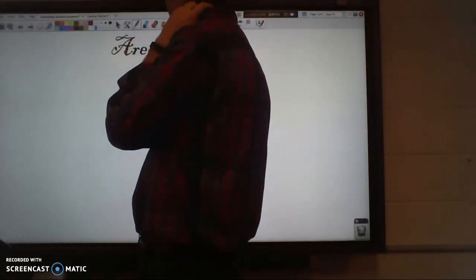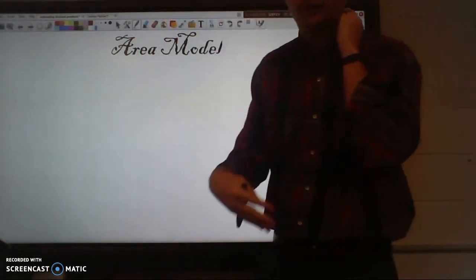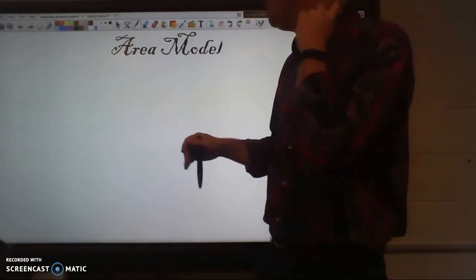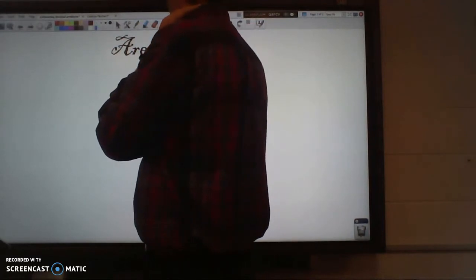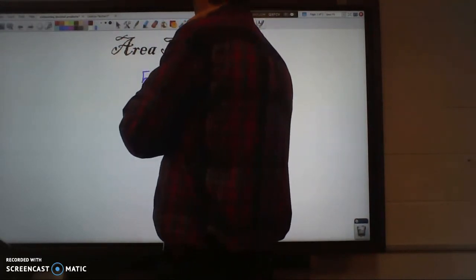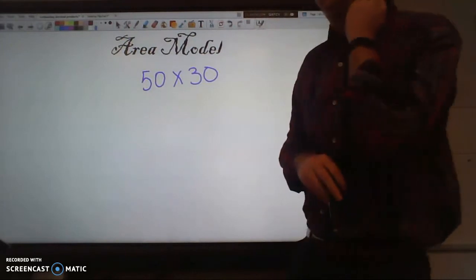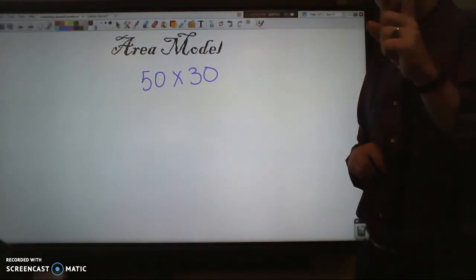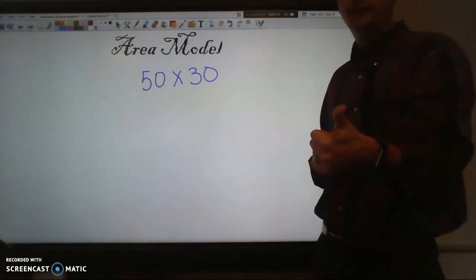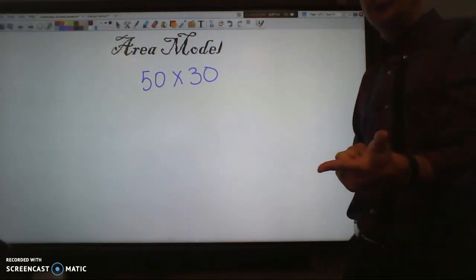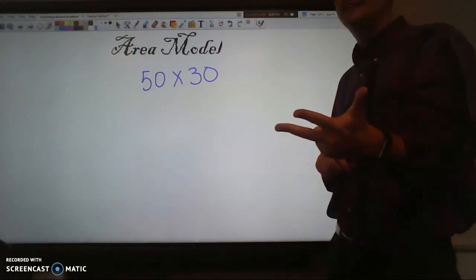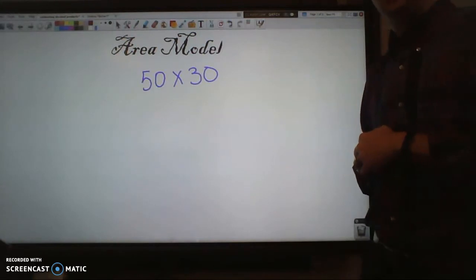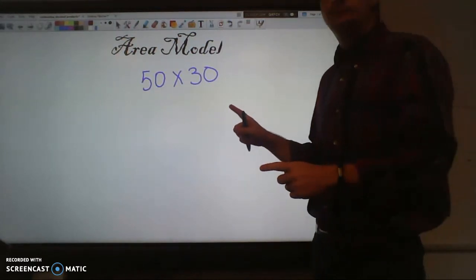All right, so here is your next problem that I would like for you to do on your own. So I would like you to find the product, and product means the answer to a multiplication problem. So I'd like you to find the product to 50 times 30. 50 times 30. Remember to draw your area model, box your zeros, do your basic facts, and then add your zeros back on at the end. Alright, so go ahead and solve that one.